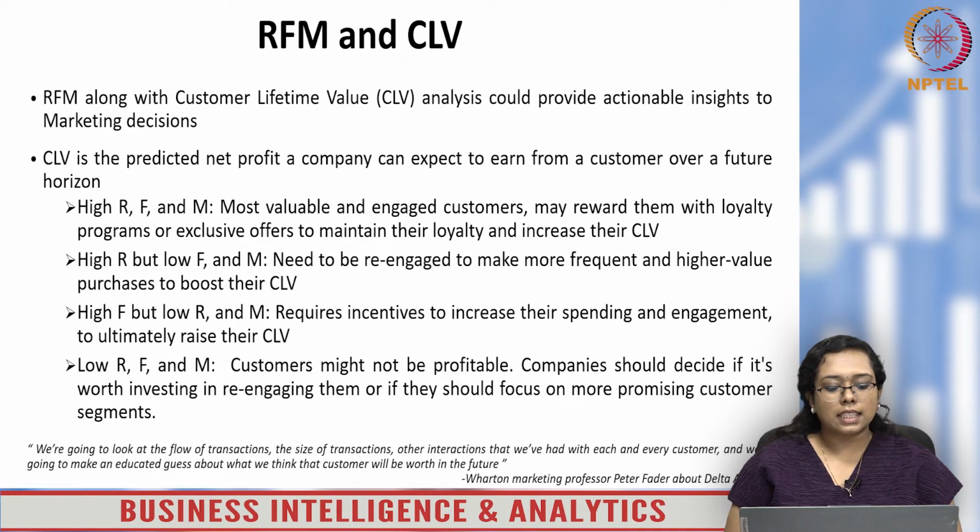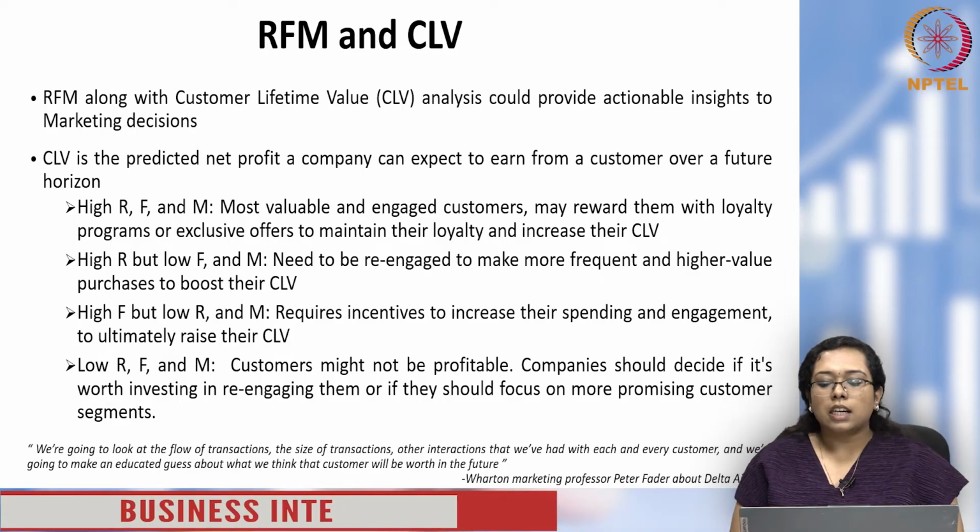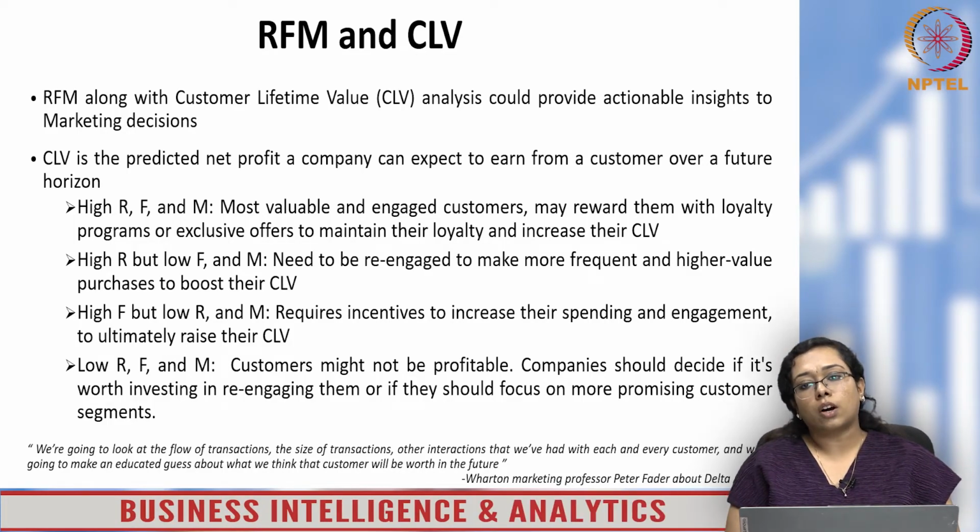And the third category is high F, low R and M. So high F means you are a frequent customer, you come to the store often, but you have not come to the store recently. You used to come frequently but you have not come for a particular time, and your monetary value is also less. That means earlier you used to come frequently. That means there need to be incentives or offers given to such customers to increase their spending and engagement, so that it can lead to high CLV.